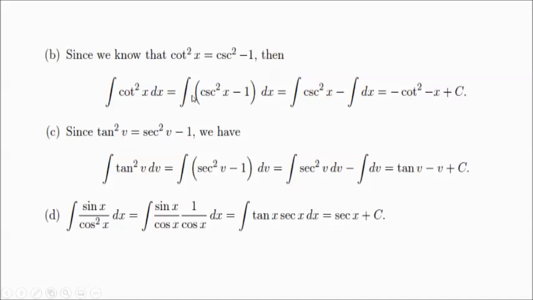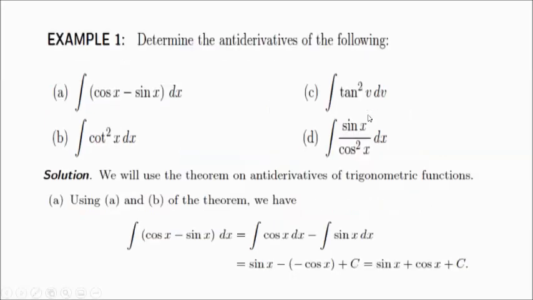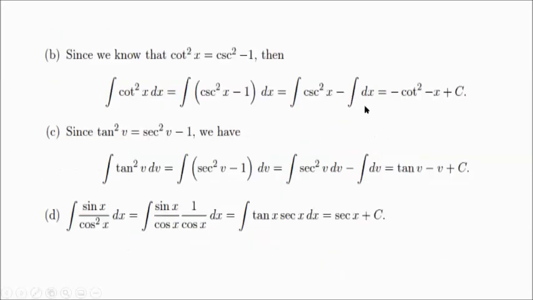Now, distribute the integral. Now there is an integral of cosecant square x, which is negative cotangent x. Okay? So the integral of cosecant square x is negative cotangent x. The x just disappeared here. Then minus the integral of dx is x. Okay? Then plus c.